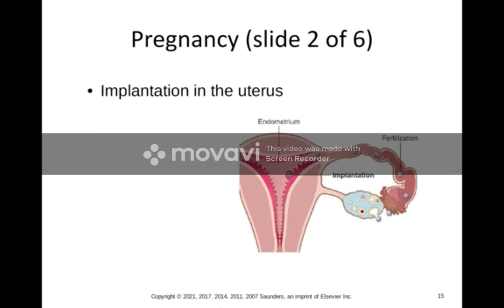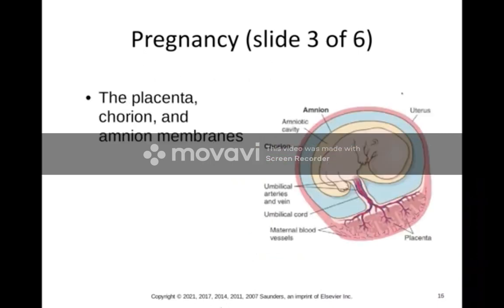So here you see the egg or the ovum being released from the ovary, making its way through the fallopian tube. Fertilization occurs here, and then when it gets down to the uterus, it implants into the endometrium. That is known as implantation.